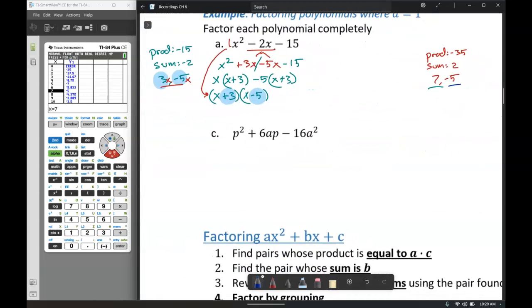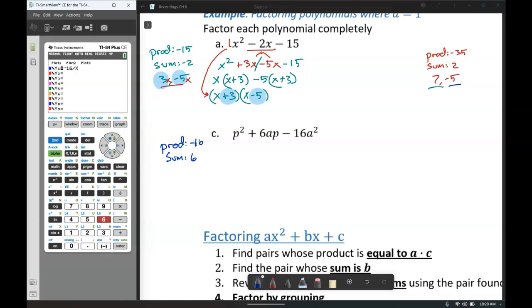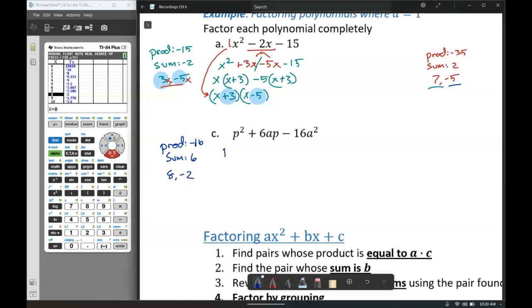Now C, this is one of those examples that again is a little bit more complicated. We can apply the shortcut, but we have to be careful because we have some a's. And we have an a squared. We're still looking at product and sum. Product of negative 16, sum of 6. And so we can look at our chart and see what two numbers give us that sum. So we scroll down, 8 and negative 2. So let's go ahead and do factor by grouping.